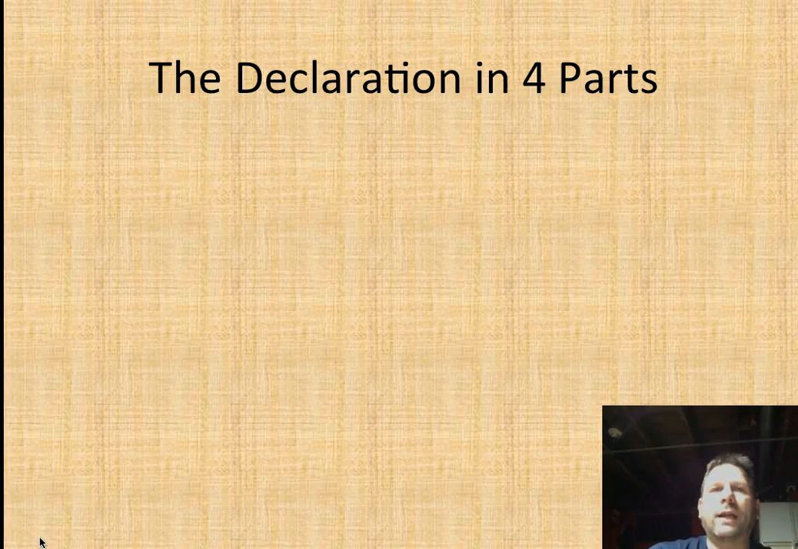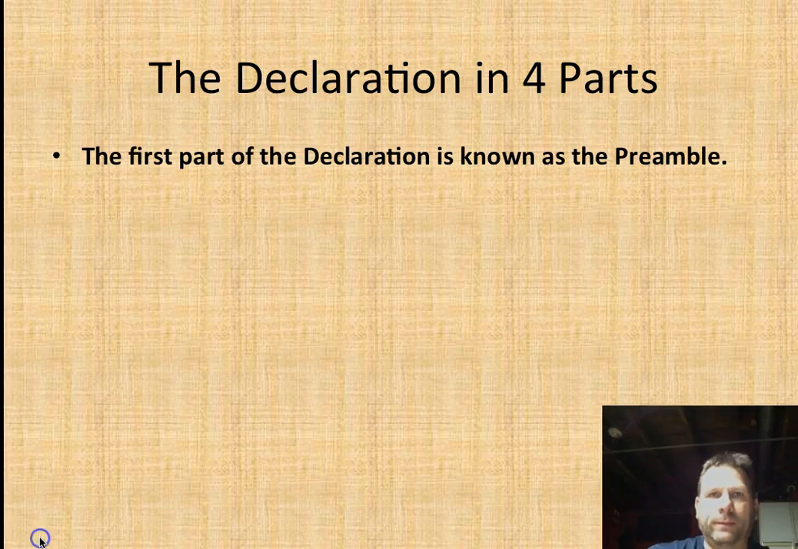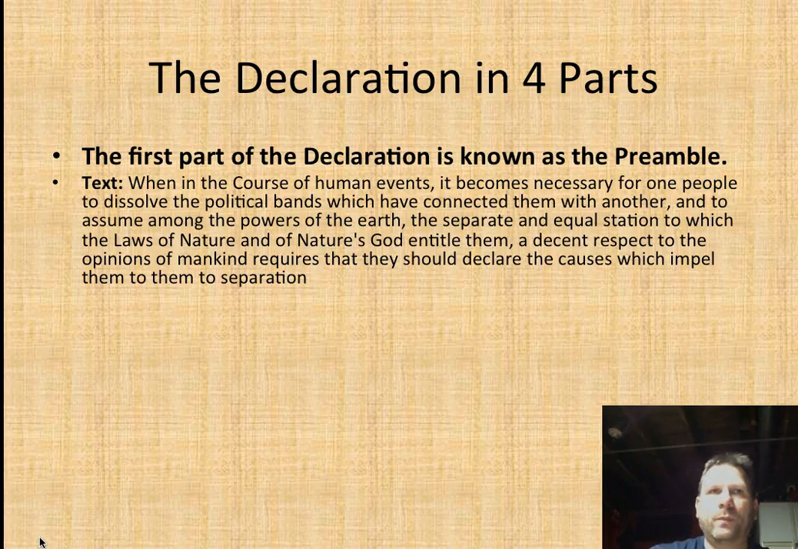The Declaration was written and divided in four parts. The first part of the Declaration is known as the preamble. It's kind of like the introduction. This is why we're actually writing this particular document. And I'm going to go through the text of the preamble and point out some key things that I think you need to be aware of as we go forward with our study of the Declaration of Independence.